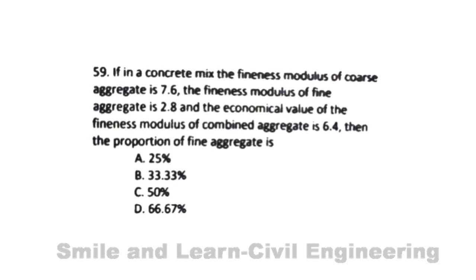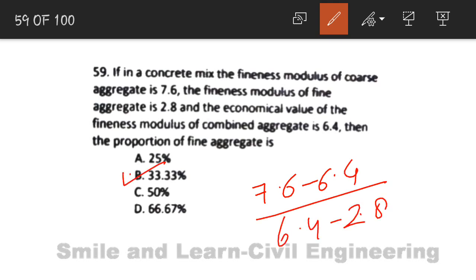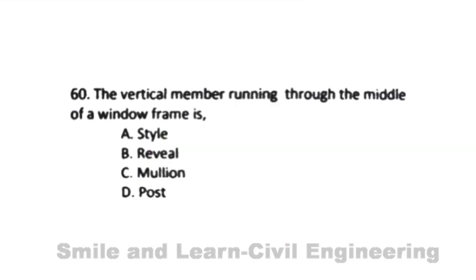Next question, in a concrete mix, the fineness modulus of coarse aggregate is 7.6. Fineness modulus of fine aggregate is 2.8, and the economical value of fineness modulus for combined aggregate is 6.4. So how will we find it? We have also done it in A paper. So the correct answer is (7.6 minus 6.4) divided by (6.4 minus 2.8). So you will find 33.33%. Option D is the correct answer.